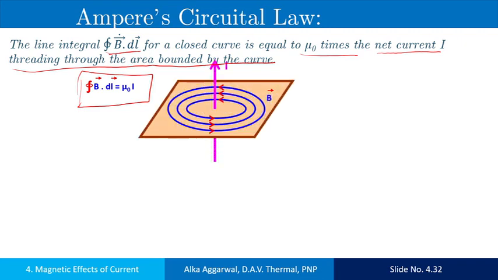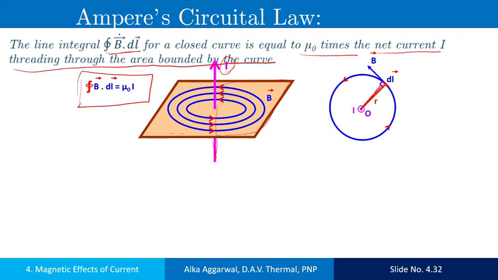Now we prove it. The proof is based on a straight current carrying conductor. This is a straight conductor, the pink one, carrying a current I. The direction of the current is perpendicular to the plane of the paper. This is the plane of the paper, and the current is perpendicular and in the upward direction. The magnetic induction B is at a distance R.